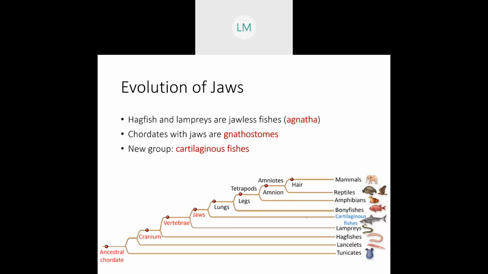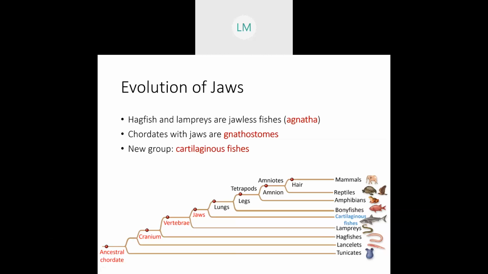Okay, so moving on past our lampreys, we now not only have a cranium and vertebrae, but we see the evolution of jaws. Okay, so our hagfish and our lampreys are often classified as the jawless fishes. That's a group called Agnatha. So A, again, meaning without, and then Natha referring to jaws. So chordates with jaws. Everything else from here on out is referred to as a gnathostome, meaning an animal that has a jaw. So if you are without a jaw, you are in the group Agnatha. So our lampreys and hagfishes are jawless fishes.